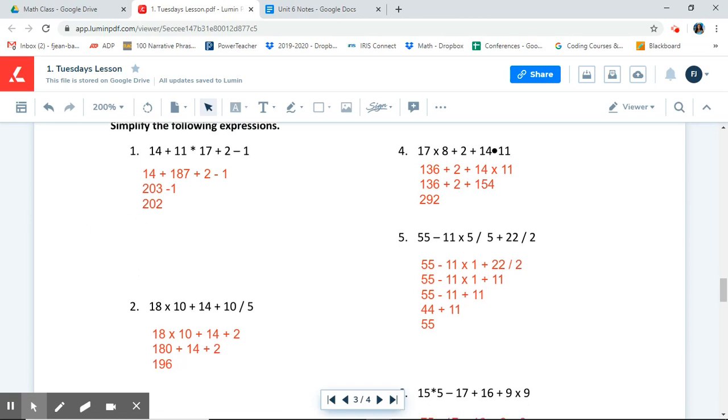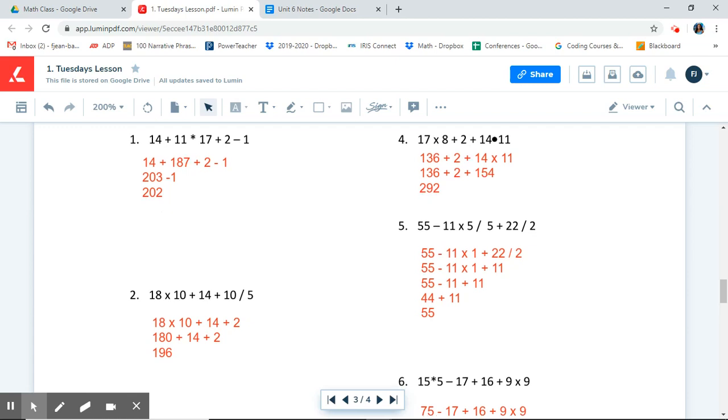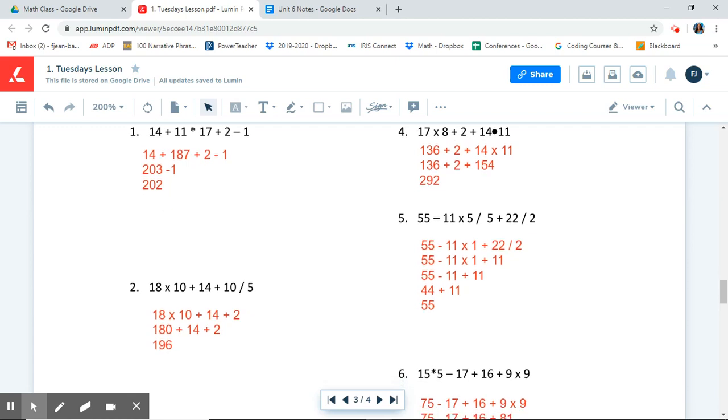So number 1, again, you're starting with multiplication because it is the most powerful operation. Then you're going to be able to solve from left to right. So your answer should have been 202. Go ahead and check your answers from 1 through 6, and we're going to go over number 7 together.